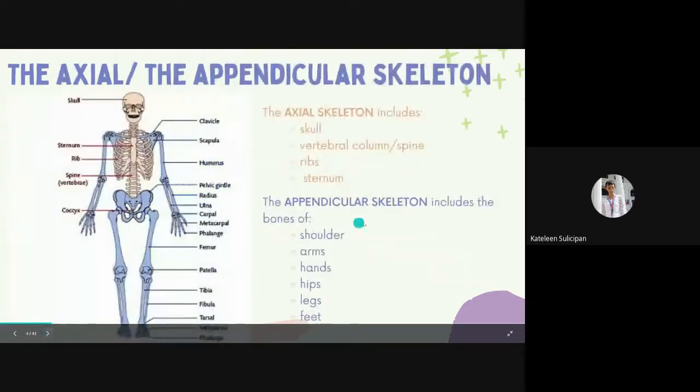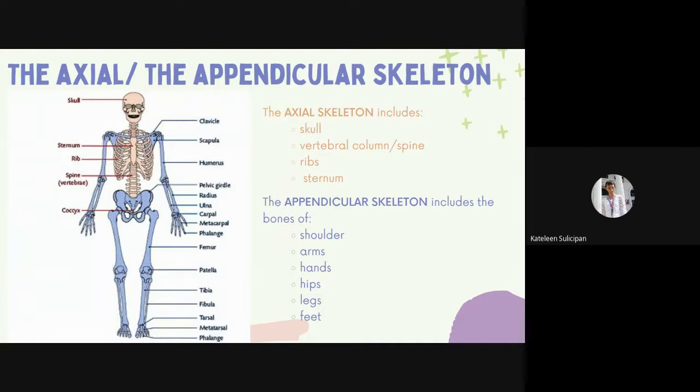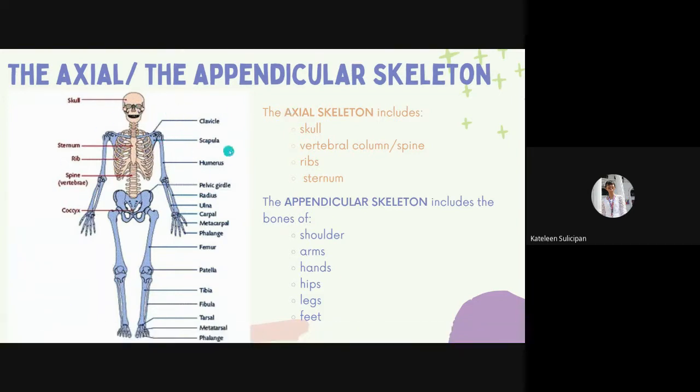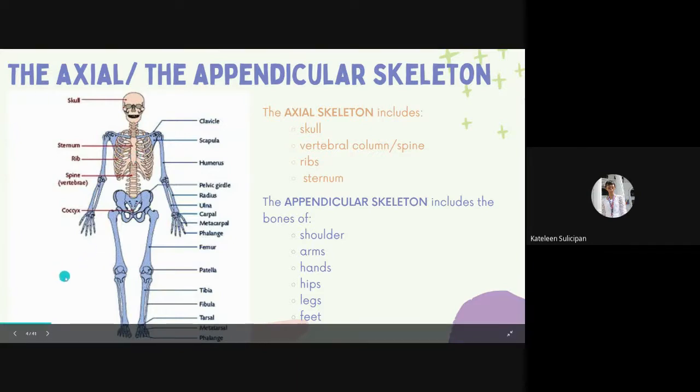Next. The skeletal system is classified into two systems, the axial and the appendicular. The axial skeleton includes the skull, the vertebral column, spine, ribs, and sternum, while the appendicular skeleton includes the bones of shoulder, arms, hands, hips, legs, and feet. So, yung orange are the axial skeleton and yung blue naman are the appendicular skeleton bones.